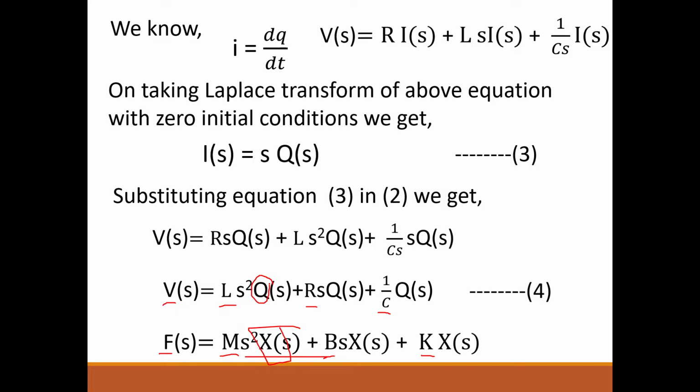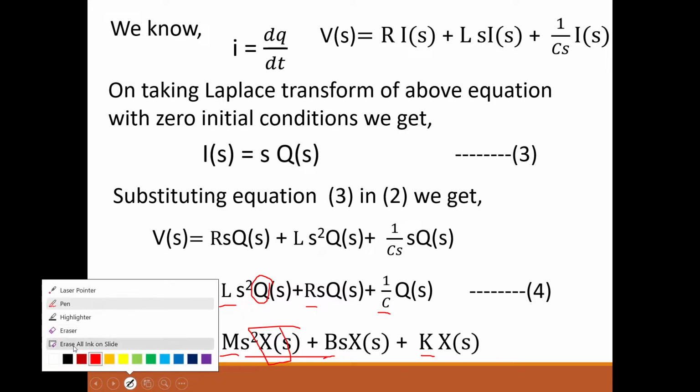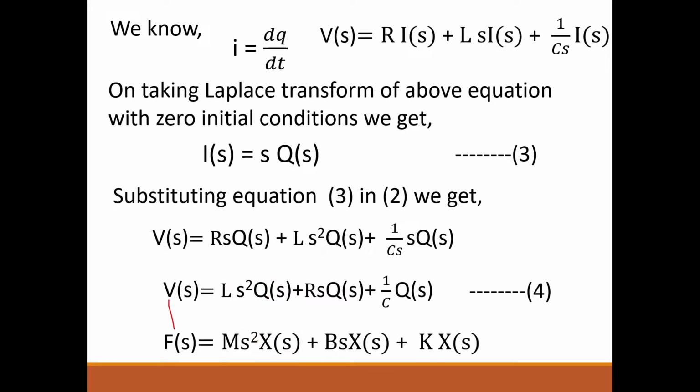So this is it. You can prepare a table, and in that table you just copy it down. Whoever is noting it down in their notes, you just note it down. So V is analogous to F, L is analogous to M, Q is analogous to X, R is analogous to B, 1 by C is analogous to K.